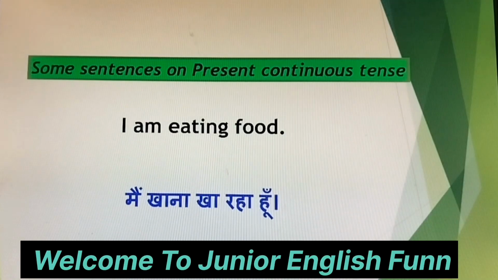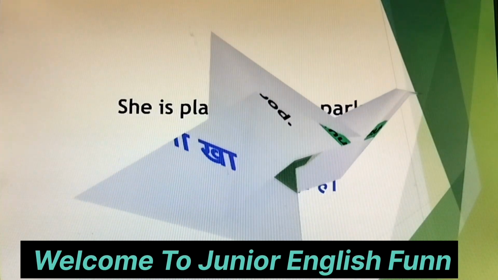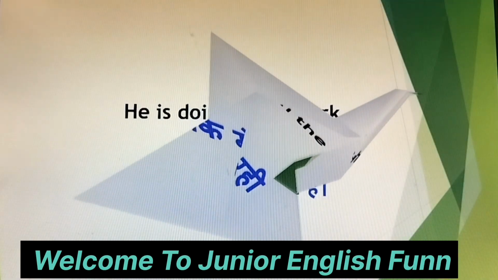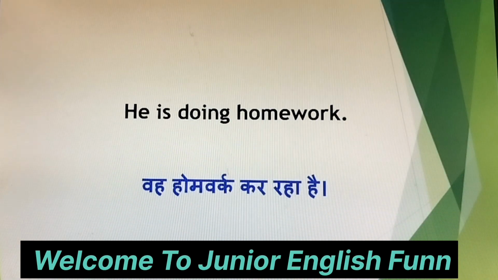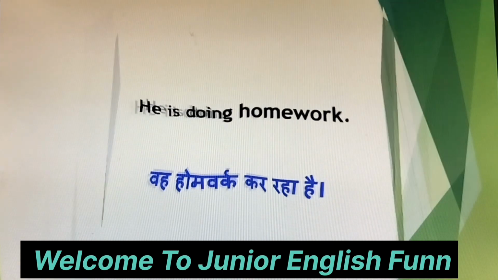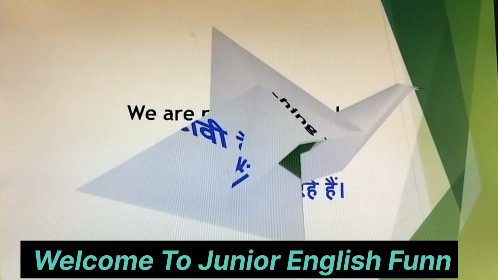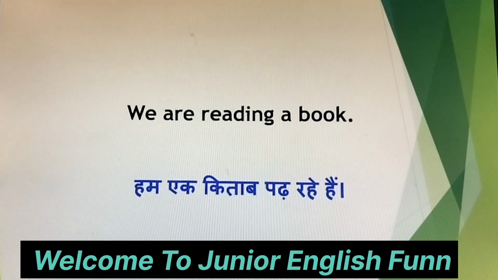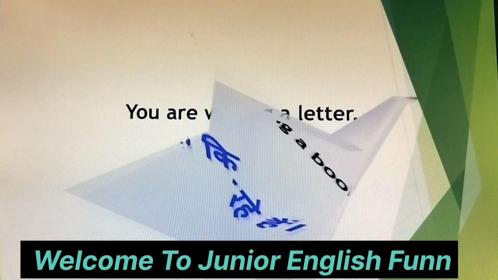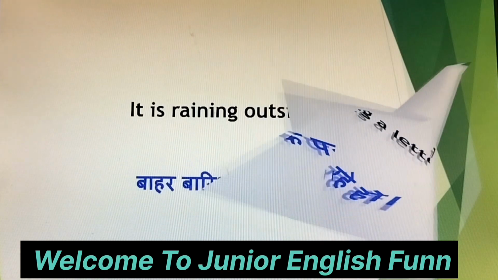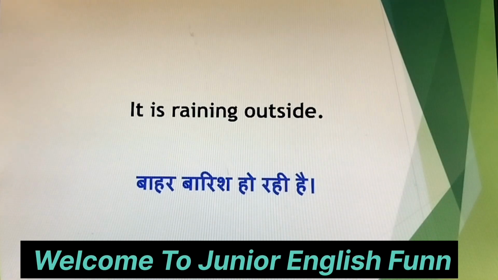Some sentences on present continuous tense. First sentence is I am eating food. She is playing in the park. He is doing homework. They are watching TV. We are reading a book. You are writing a letter. It is raining outside.